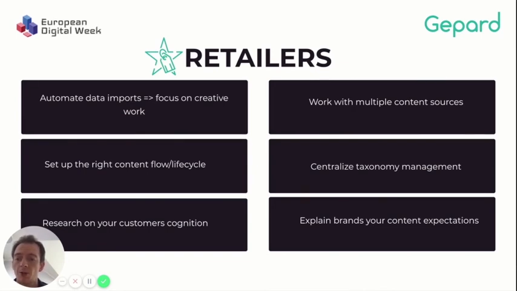Next thing for retailers is super important to define the right content flow and define the content lifecycle. So you could easily embed some content enrichments inside of your content flow. Research on your customers' cognition. So you really need to understand how they are thinking and how they are searching for products. That will help you to define the taxonomy requirements, which you further will explain to your brands. So brands could really satisfy your content expectations.